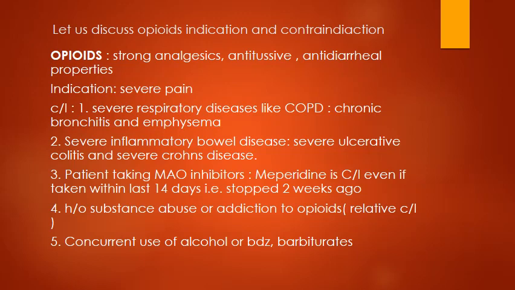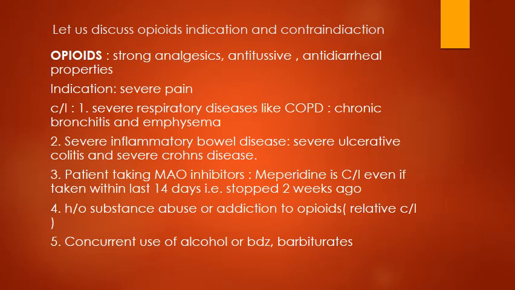Next is severe inflammatory bowel disease. This is severe ulcerative colitis and severe Crohn's disease. Now, important here is severe. Severe is very important, because if it is not severe, then only NSAID is contraindicated. But if they have mentioned severe ulcerative colitis, then opioids also become contraindicated. So that is the thing you have to remember.